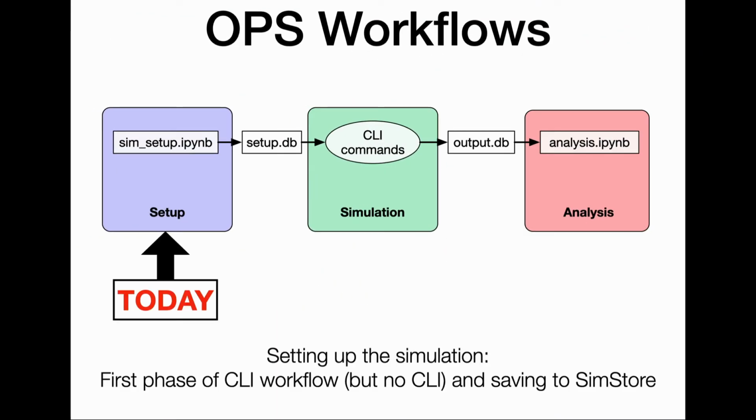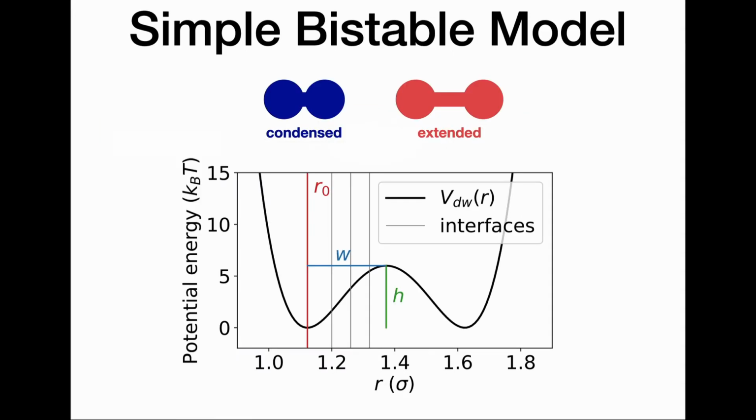Today we're going to be focused on this first stage, which is setting up the simulation. It's the first phase of this CLI workflow, although we're not going to actually use the CLI today. It's just going to be about SimStore and how you can save to SimStore. It's important to emphasize again that the CLI and SimStore, these are two relatively new additions to OPS, but they are independent of each other. You can use the CLI without using SimStore, and you can use SimStore without using the CLI. But they're very useful, especially in this context of the kind of workflows that I'll be showing in these tutorials.